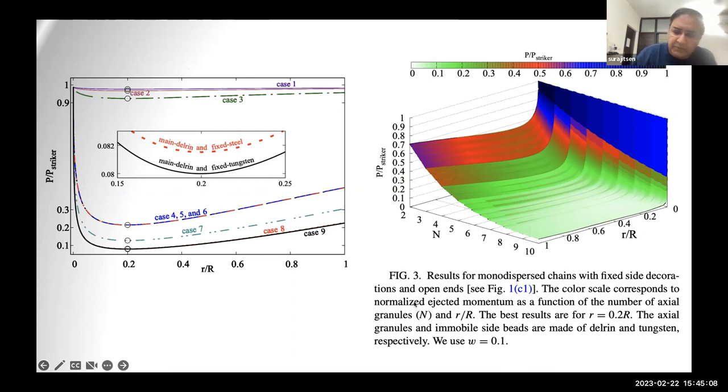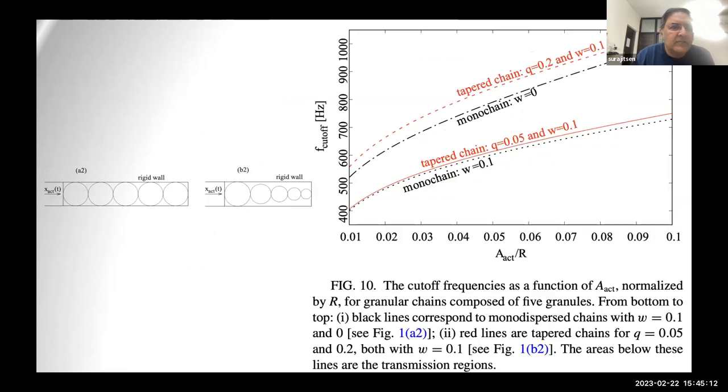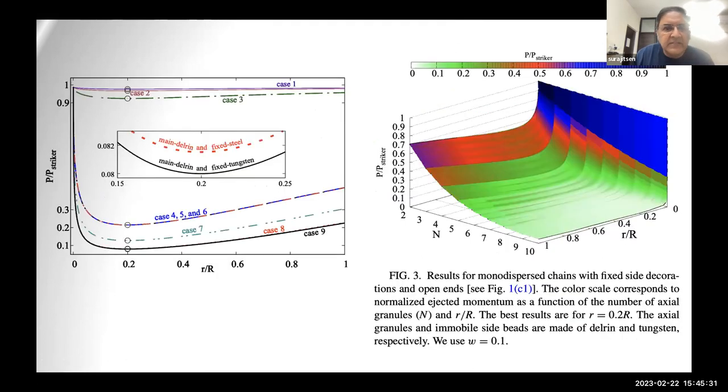So this was an impulse problem, obviously, from the left side. But if you now turn on the actuator and keep driving this sinusoidally, then you can ask the question as to what happens on the right side. So this is the case when you have a monodispersed chain, and this is the case when you have a tapered chain. On the other end, there is a rigid wall, by the way.